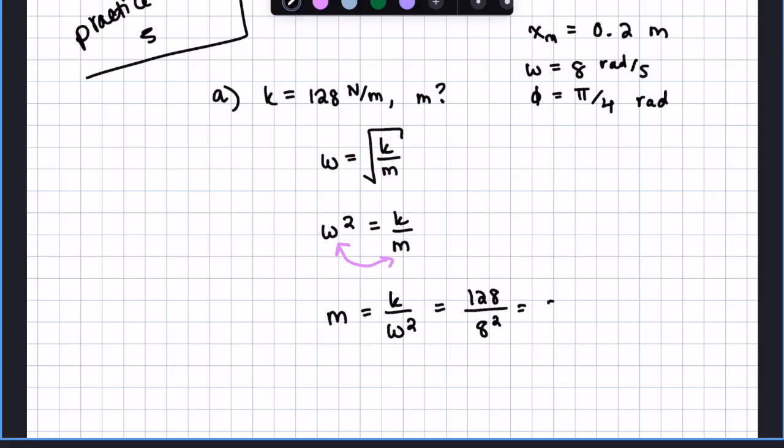And it does give me 2 kilograms. Okay, so that's a plug and chug part of our simple harmonic oscillator.